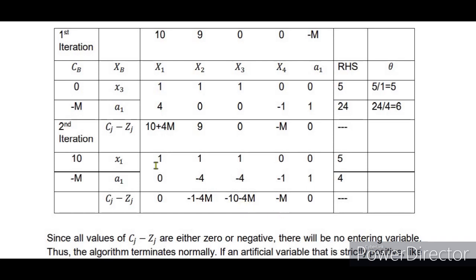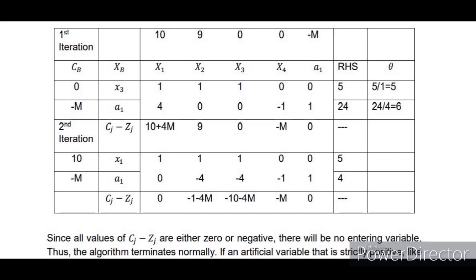Next, 10 times 0 is 0. Negative m times negative 1 is positive m. So 0 plus positive m is m. Next, 0 minus m is negative m. And the last column, a sub 1: 10 times 0 is 0. Negative m times 1 is negative m. So 0 plus negative m is negative m. So negative m minus negative m is 0. And of course, for the RHS, we will not compute it because we have negative m here. So we'll just leave it as 3 dashes.